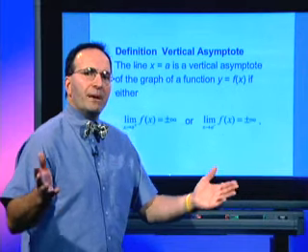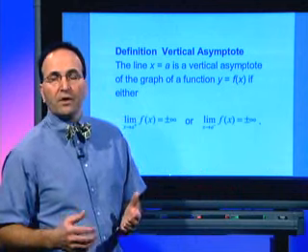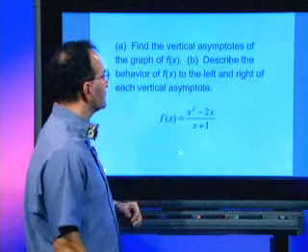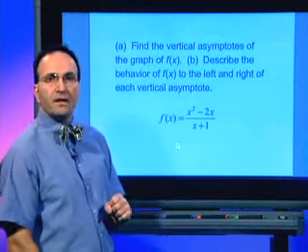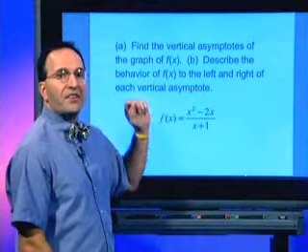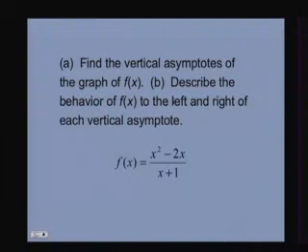I think, again, the best thing to do here is to try an example and show how to apply this particular definition. So let's find the vertical asymptotes of the graph of f of x. Then describe the behavior of f of x to the left and to the right of each of the vertical asymptotes. And the f of x that we're looking at is x squared minus 2x all over x plus 1.